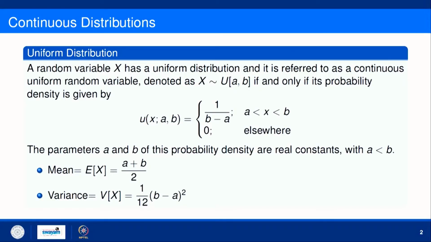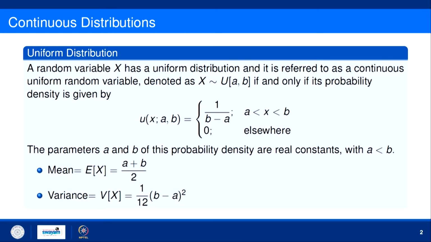Now in this lecture we will see some continuous probability distribution functions. So we will see the normal distribution function, we will see the uniform distribution function and what their various properties are, and how we can solve a few problems based on this. So the first one is the uniform distribution function.